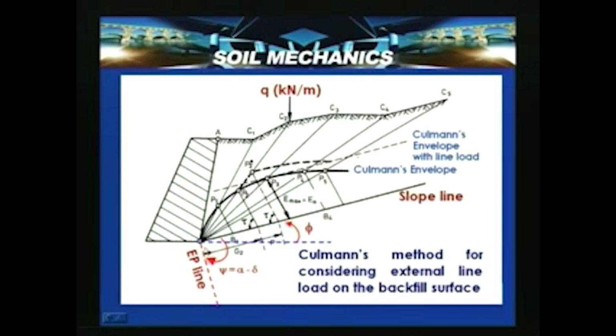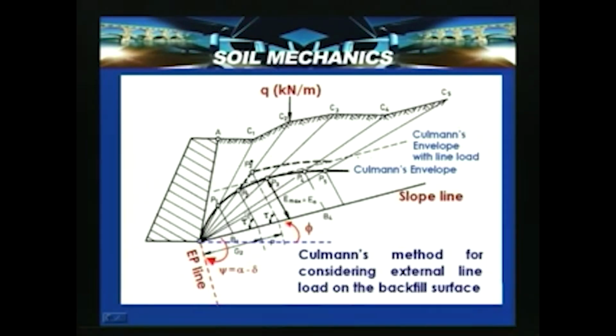Once we do this, we will be able to represent the wedge weights along the slope line, and in case there is an external load coming, add this load to this particular point of the wedge. Then this is the envelope which we get after considering the external load, and this is the Culmann's envelope without considering the external load.